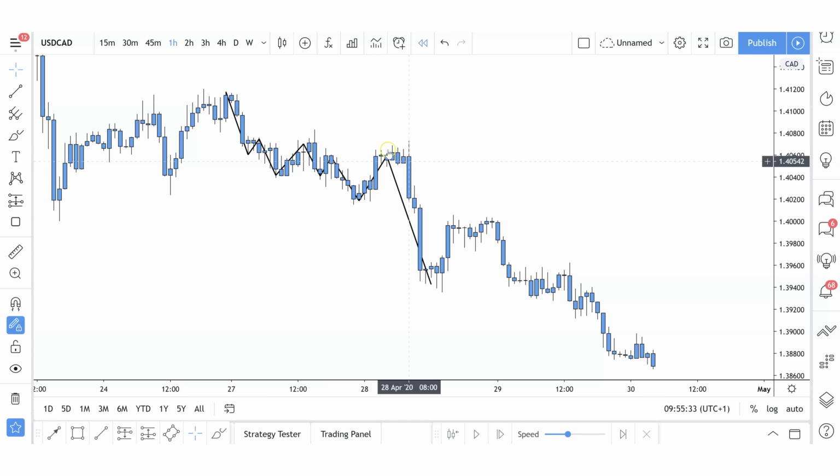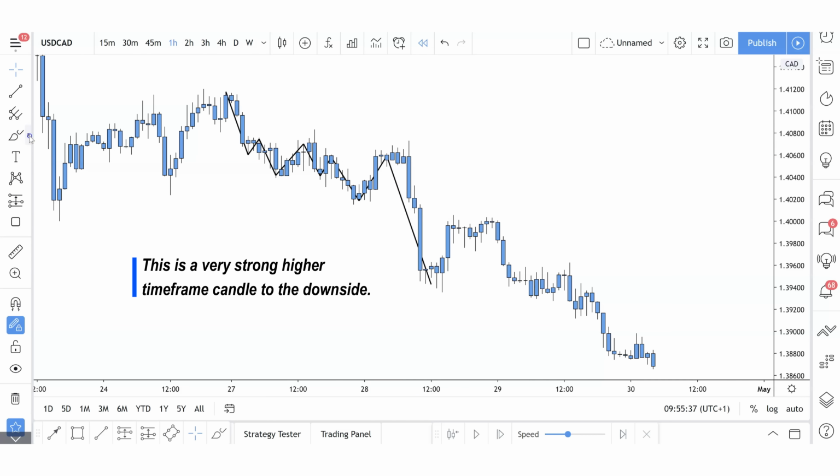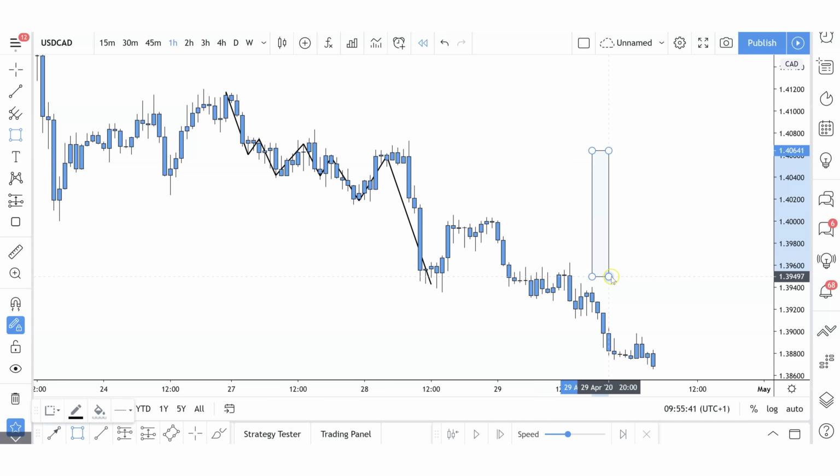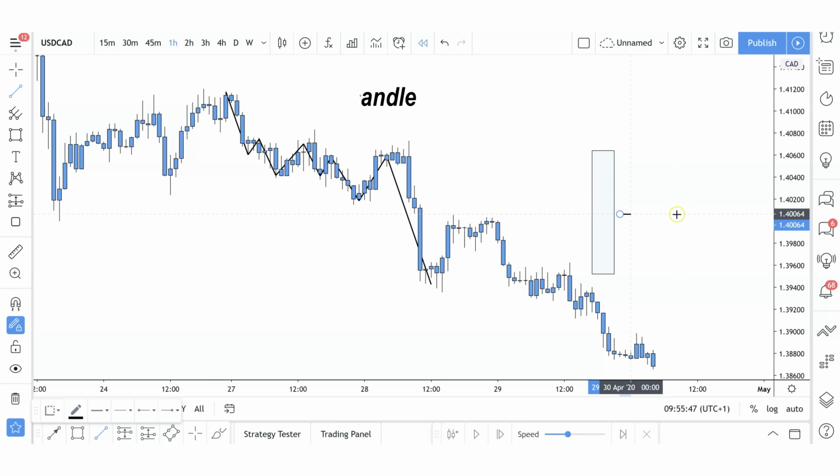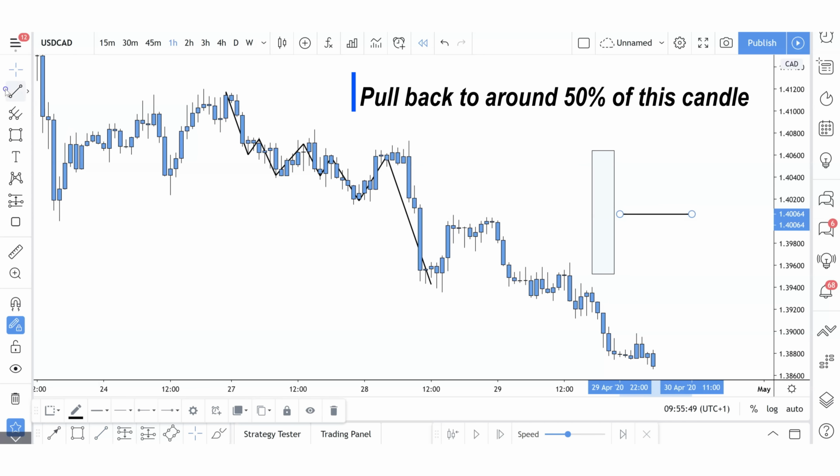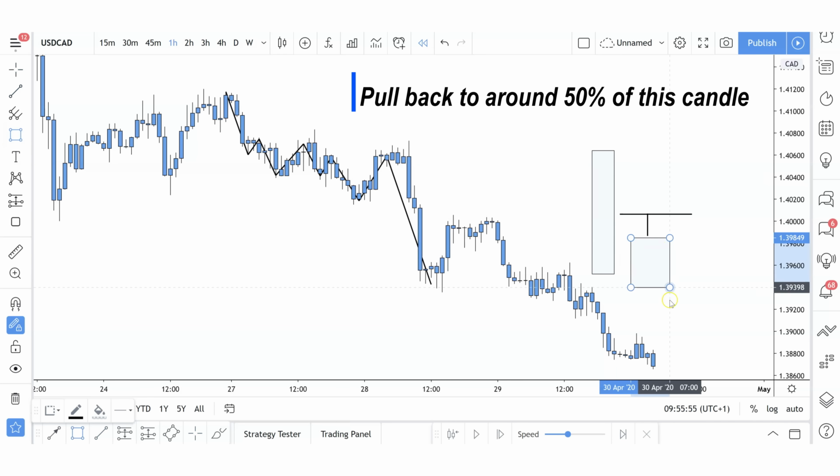We can clearly see that with this structure of this market, this is a very strong higher time frame candle to the downside. And as we just illustrated, when we have a very strong higher time frame candle to the downside, more than likely what price action likes to do is pull back to around 50% of this candle just to create a wick before then continuing its bearish descent to the downside, or in line with the trend, either to the upside or wherever it's going.